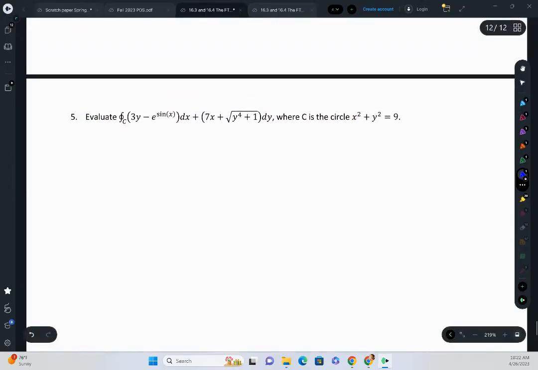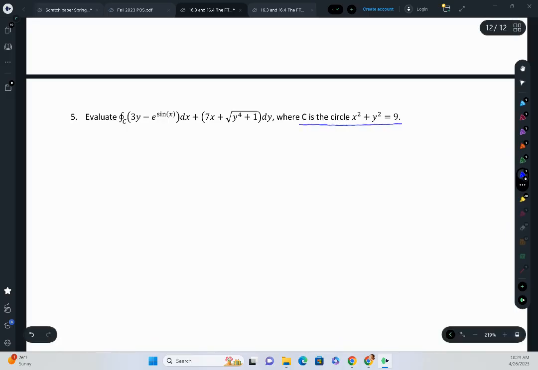Second to last problem. Okay, we're going to evaluate a line integral over the closed curve of 3y e to the sine of x dx plus 7x plus the square root of y to the 4th plus 1 dy, where C is the circle x squared plus y squared equals 9. I'm already looking at those values in there, and they look horrible. This is going to be one of those situations where I can't actually evaluate the line integral. Okay? I am going to need to use Green's theorem for sure.